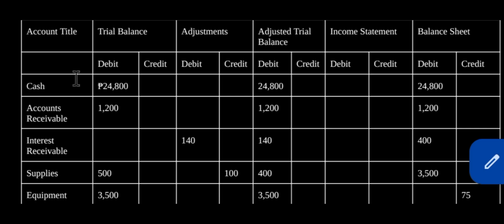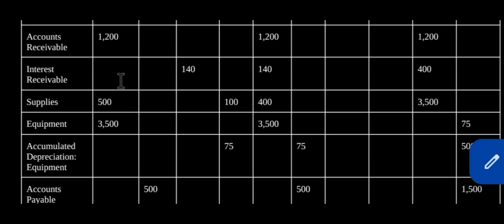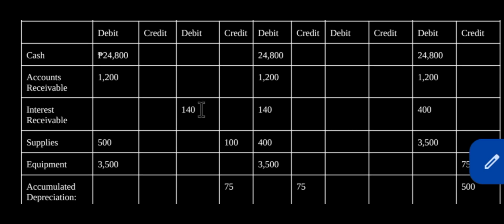For the cash debit side, we have 24,800 pesos. We don't have any adjustments, so just copy paste it to the adjusted trial balance. Next, we have the accounts receivable, which is 1,200. Still, there's no adjustments made, so just copy paste it. Now next we have interest receivable. We don't have any amount, but we do have adjustments here, which is 140. So just copy paste it in the adjusted trial balance, which is 140.